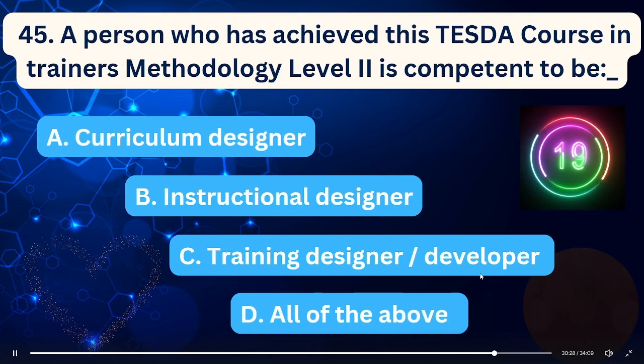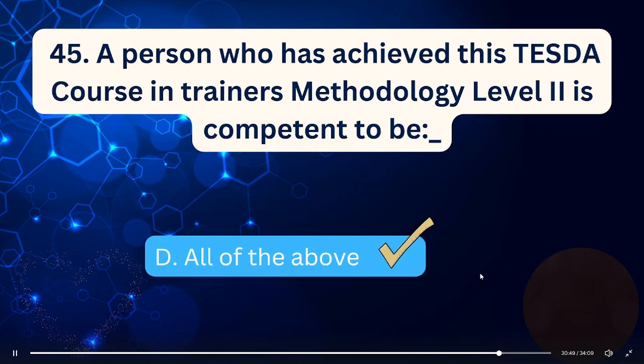Number 45. A person who has achieved this TESDA course in Trainer's Methodology Level 2 is competent to be blank. A. Curriculum designer. B. Instructional designer. C. Training designer developer. D. All of the above. Number 45. A person who has achieved... The answer is all of the above, since a person who has achieved this TESDA course in Trainer's Methodology Level 2 is competent if they have the following.